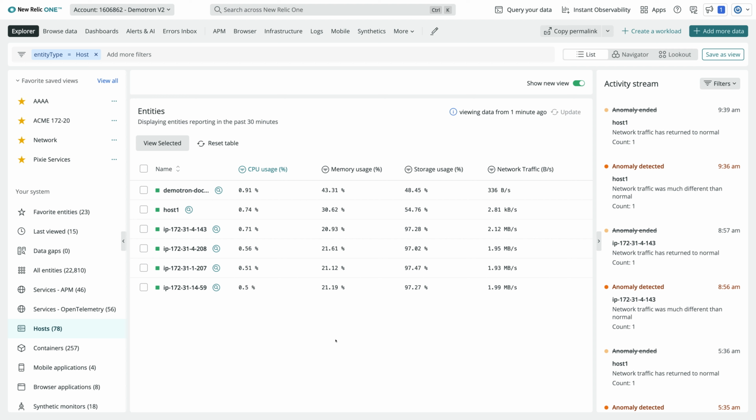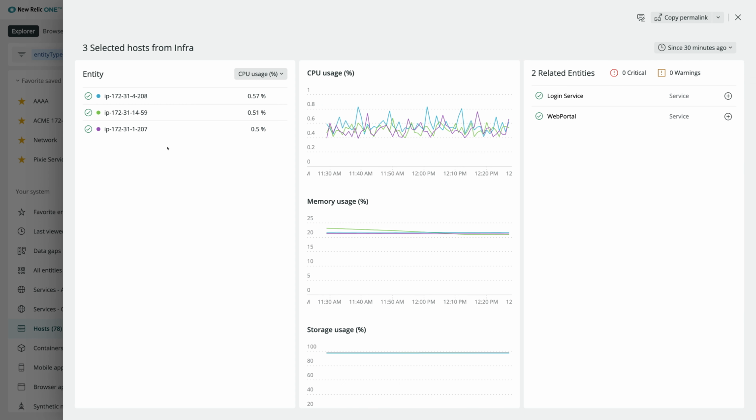From here, I'm going to select the bottom 3 and find out what services or components these hosts are related to. Viewing these selected hosts shows that all 3 of these hosts are related to the login and web portal services. More than likely, my auto scale group is using instances that are very underutilized and would be a good place to make sure that I'm not launching instances that are overpowered for my needs. Let's switch gears and go back and reset the table.